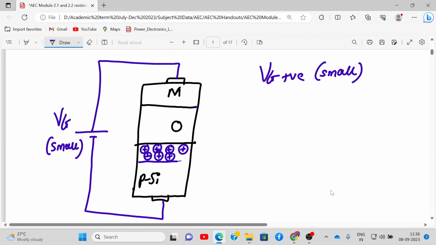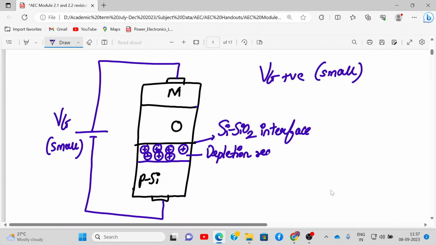Now these immobile carriers will form a depletion layer. So this region is devoid of any charges. And why is it happening? Because holes near the surface are being attracted towards the negative end of the battery. This surface is called the SiO2 interface. So beneath the SiO2 interface there will be a depletion layer or depletion region, and this mode of operation is called depletion mode of operation.